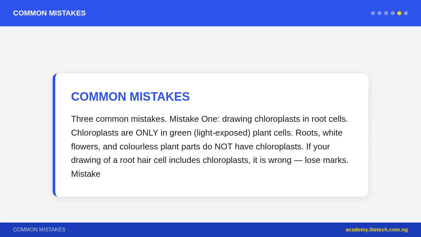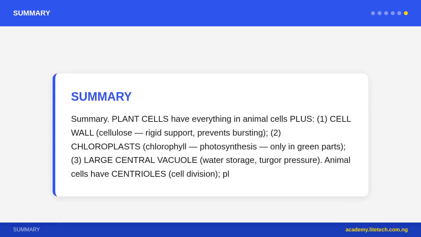Mistake 3. Confusing cell wall and cell membrane. The cell membrane is in all cells; it is thin, flexible, and selectively permeable. The cell wall is only in plant cells, also in fungi and bacteria; it is rigid, made of cellulose, and fully permeable. They are distinct structures. In a plant cell, both are present, wall outside, membrane inside it.